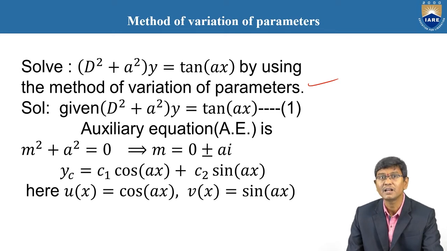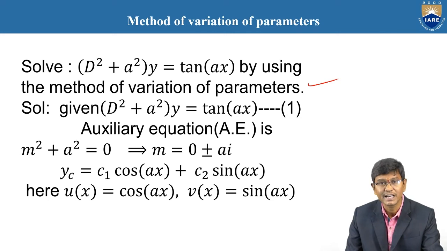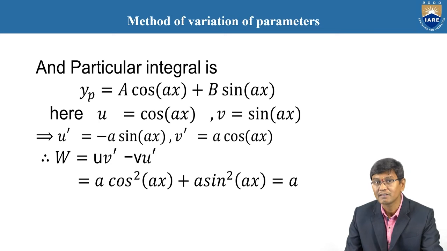Now, by comparison, u is equal to C1 into cos x and v is equal to C2 sin x. Therefore, v is clearly sin x. Now we need to find what is uv dash minus v dash, the value of that, which is the Wronskian.